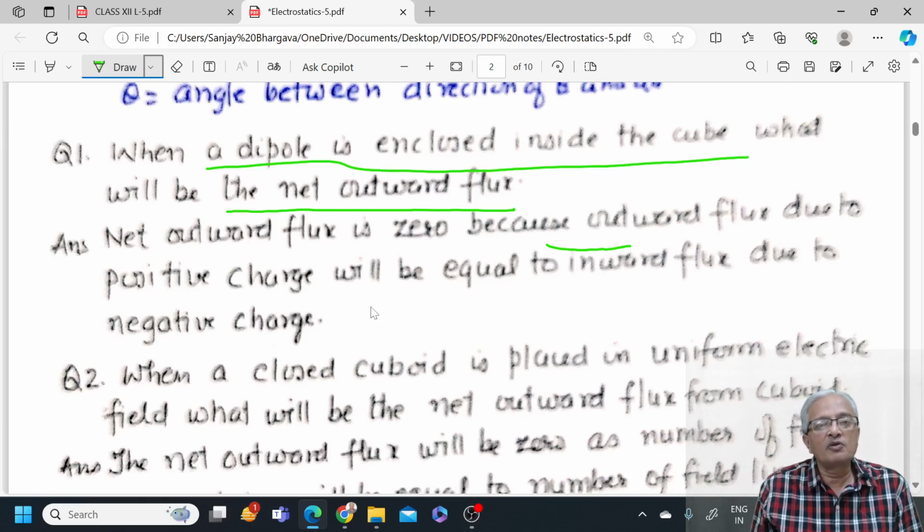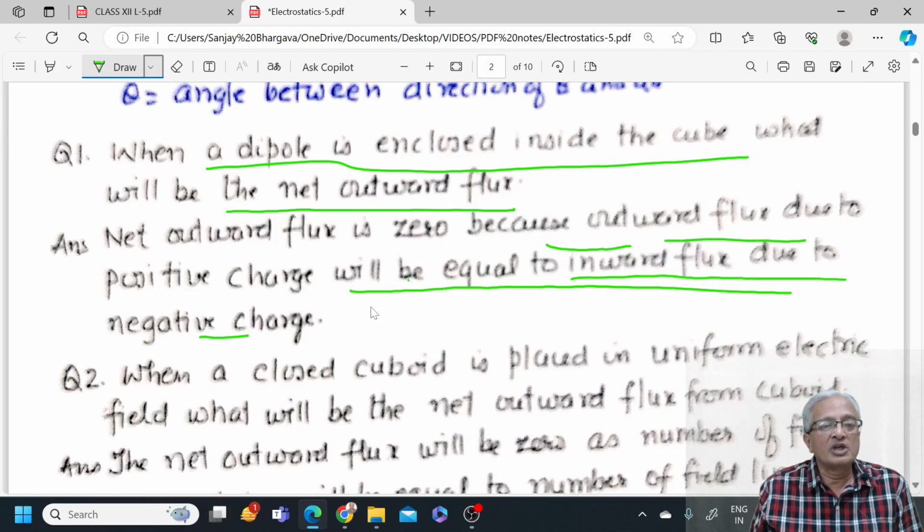So what would be the net outward flux in this case? The net outward flux would be 0, because outward flux due to positive charge will be equal to the inward flux due to negative charge.